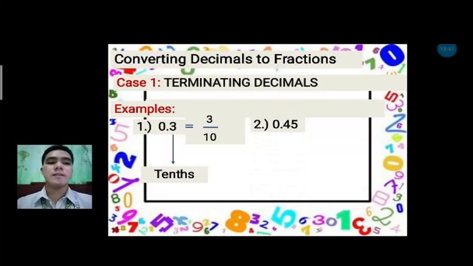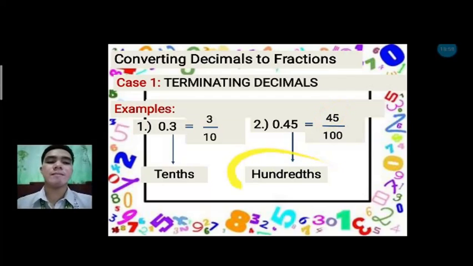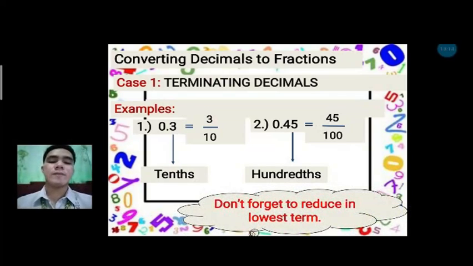Number 2, 0.45 or 45 hundredths. As you can see, 45 hundredths. Therefore, its fraction form will be 45, our numerator, then the place value, hundredths, as the denominator, that is 100. So 45 over 100, as you can see, is a big fraction. Take note that you have to reduce it to lowest terms if possible. So don't forget to reduce to lowest terms.